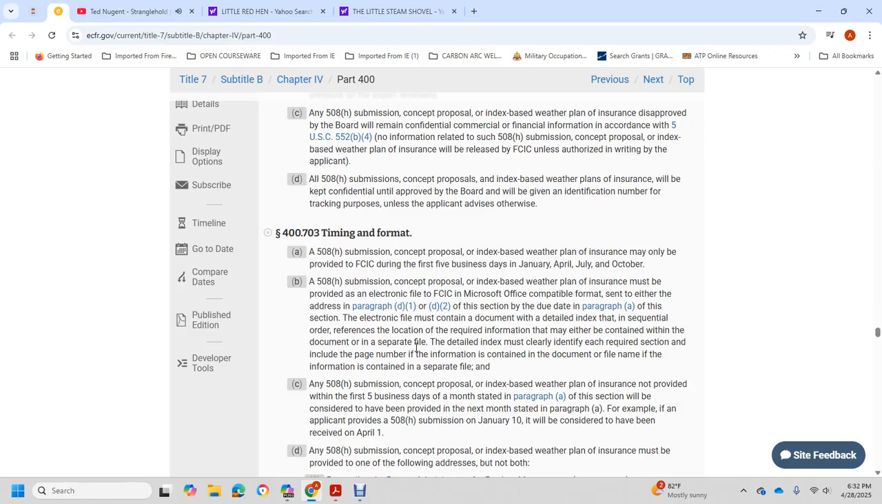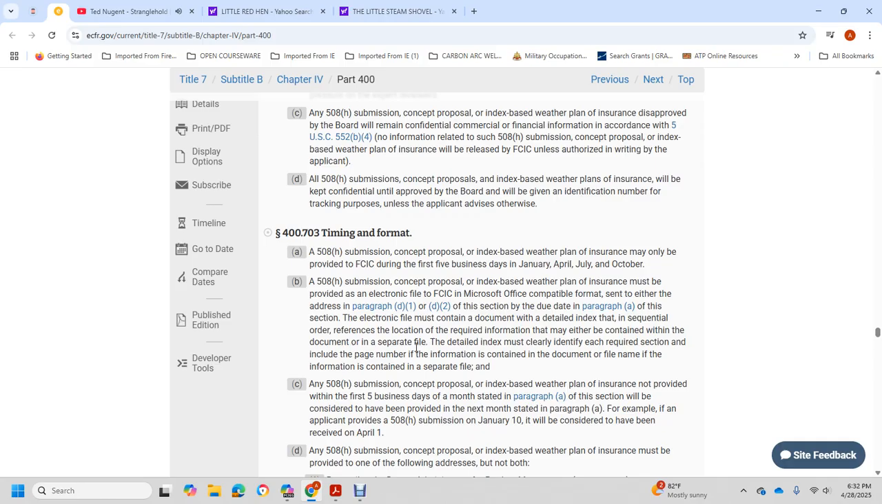508 submission concept of the process for the index for the base for the weather plan with the insurer that must be provided with electronics of the Federal Crop Insurance Corporation, Microsoft Office compatible format with either address the paragraph D1, D2 with the section with the due date with the paragraph A with the section with the electron with the must contain document with the detailed index with the sequential with the offers for the reference for the location of the required information may either be contained within the document separate file with the detail with the index from the may be clearly identified with each of the required section with the include with the page number with the information with the contained with the document filing name.